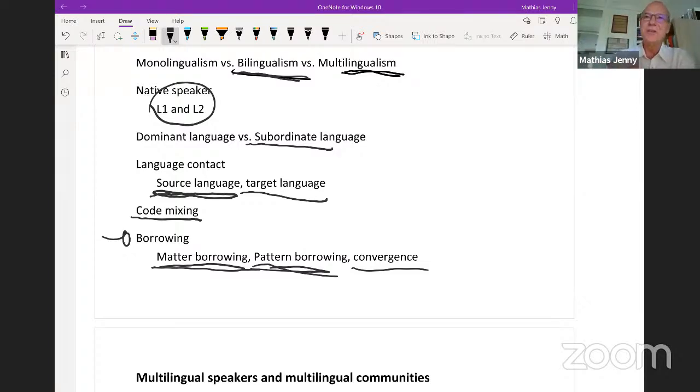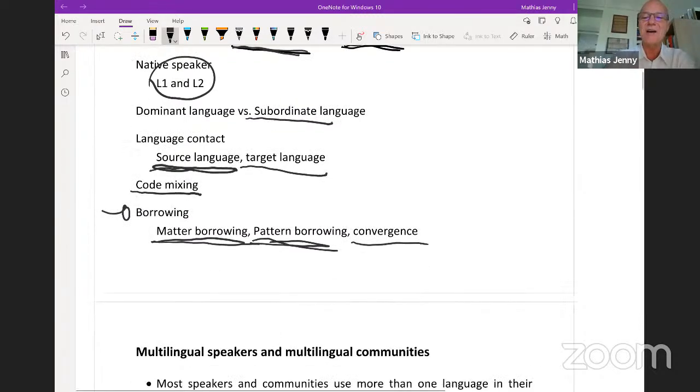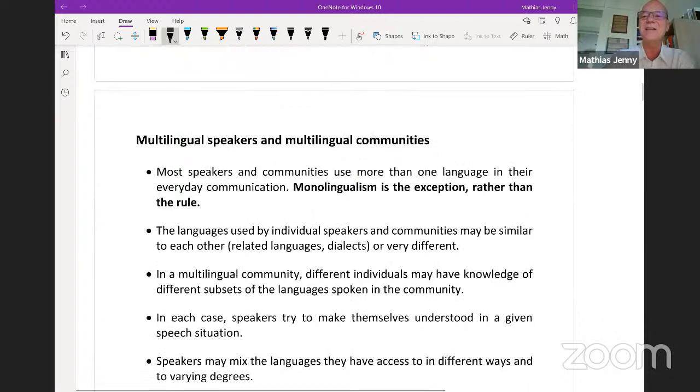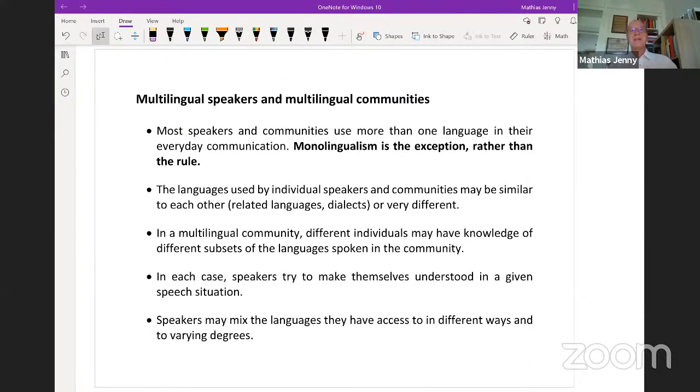So these are a few key terms that you should keep in mind as we go on now and look at some details and some theory about language contact and multilingualism.